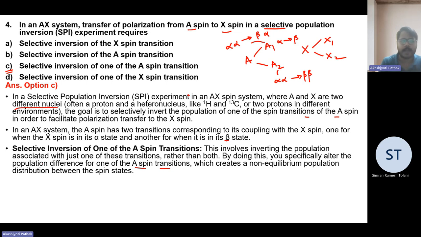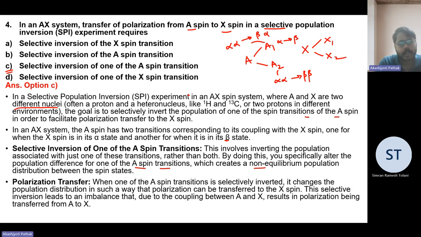So by doing this, you specifically alter the population difference for one of the A spin transitions, which creates a non-equilibrium population distribution between the spin states. Due to this perturbation, there is a change in the population in these energy states, and that population is different from the population that existed earlier at the equilibrium condition. So now, how is the polarization getting transferred?